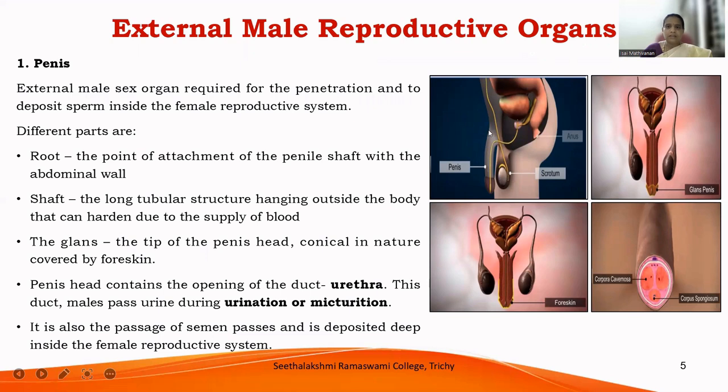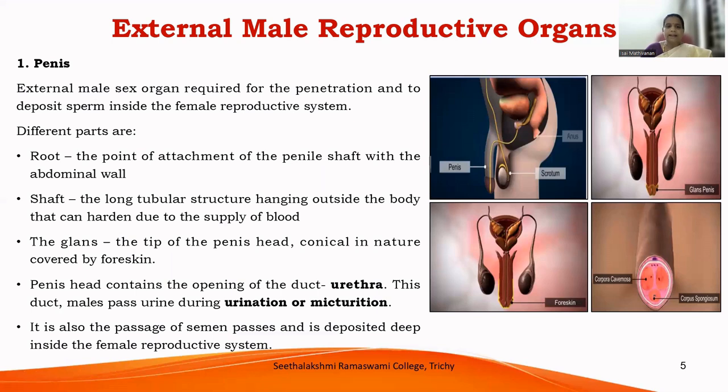The root is the point of attachment of the penis shaft with the abdominal wall, and the shaft is the long tubular structure hanging outside the body that can harden due to blood supply. And the third part is the glans. Glans is also known as glans penis. It is the tip of the penis head. It is conical in nature. This glans is covered by foreskin.